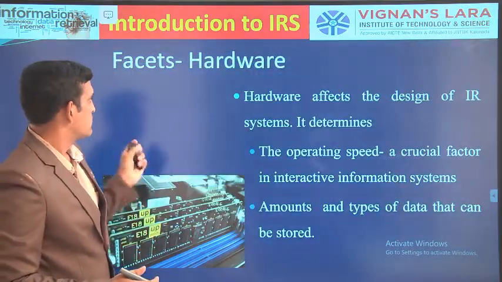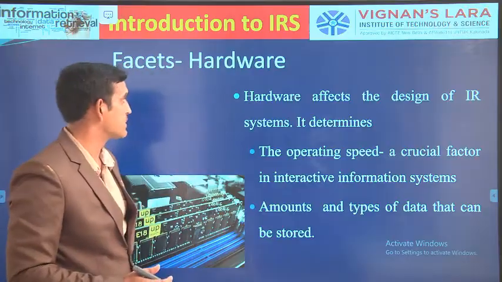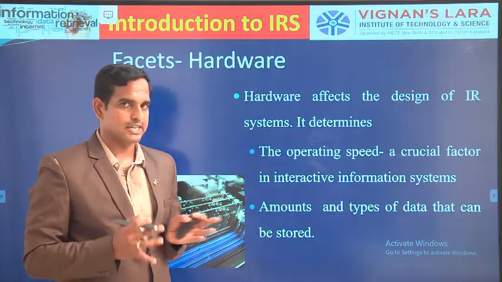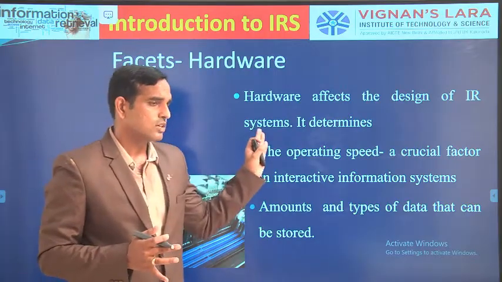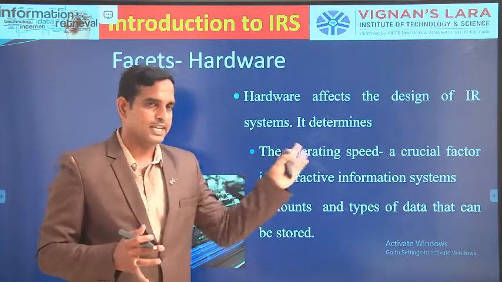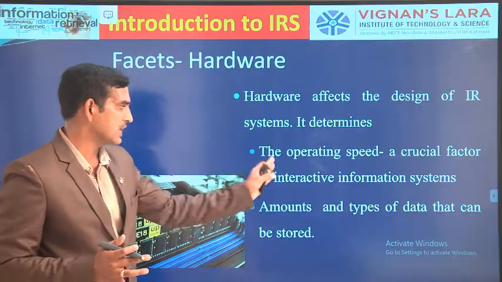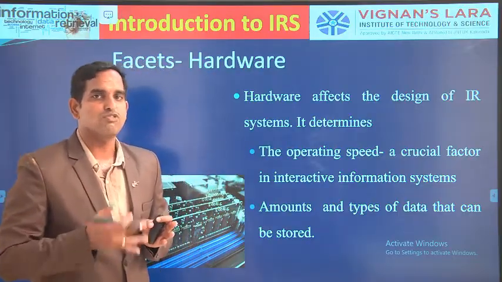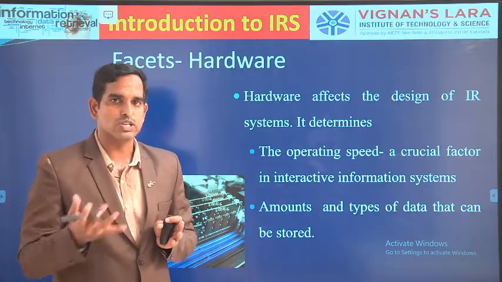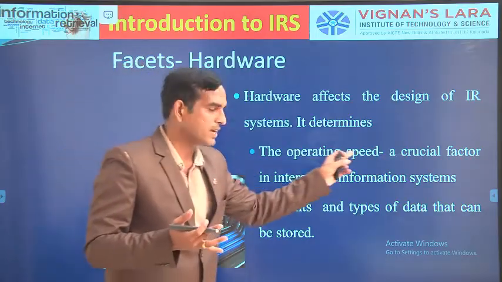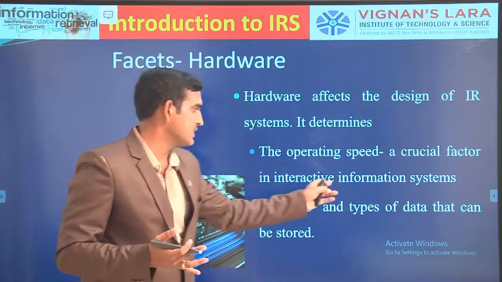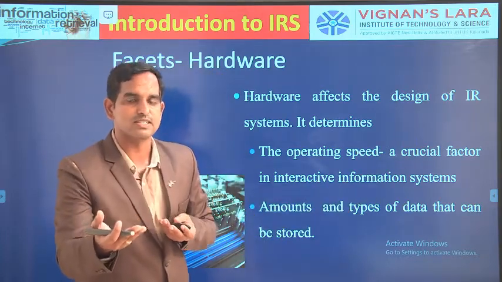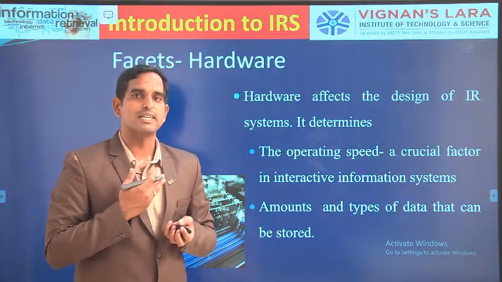So first one, facet, that is hardware. The hardware will affect the design of your information retrieval system. It mainly determines the operating speed, which is a crucial factor in an interactive information retrieval system. The operating speed means how fast you are providing your documents to the user. So whenever it is an interactive information system, whenever I am interacting with the information retrieval system, how fast am I getting back my result.